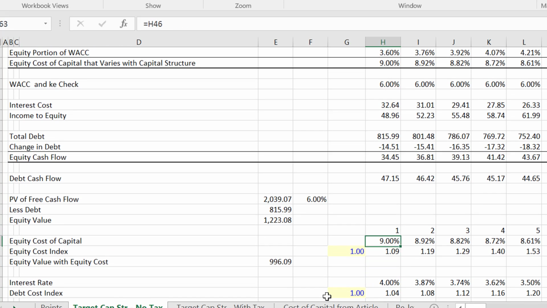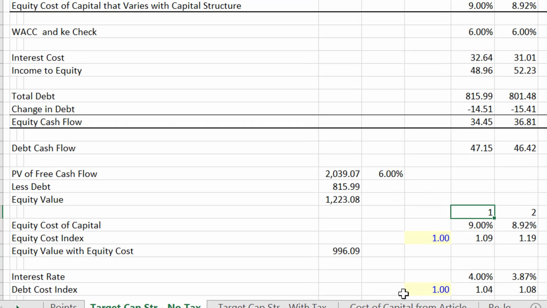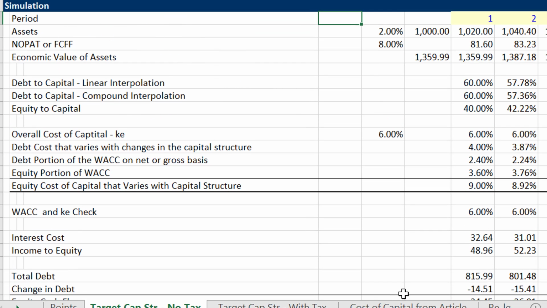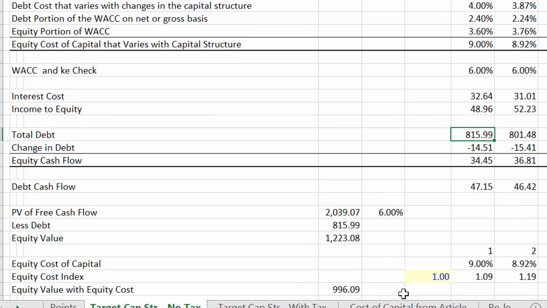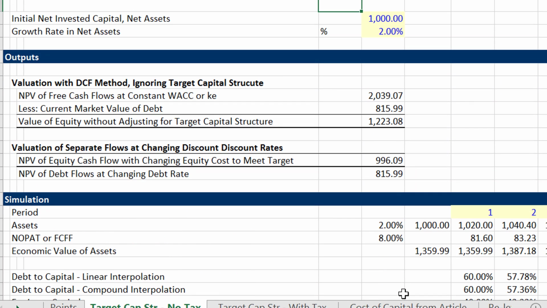When I take the first thing, okay, this gives us our standard WACC. So this is just our economic value of the assets minus the value of the debt, which is just the debt percent times the value of the assets. So we get an equity value of 1,223, which is the equity value up here. Okay? And I'm going to put a 0% growth rate here.